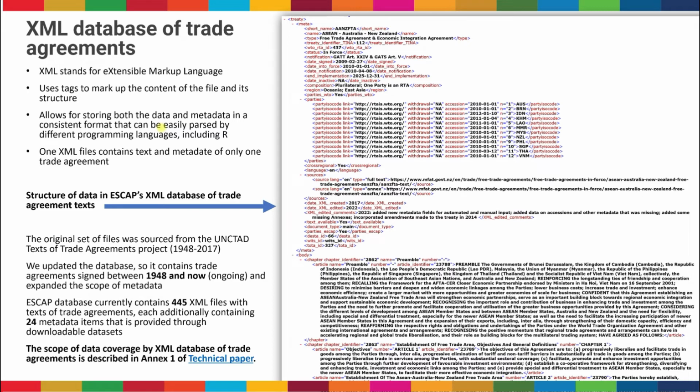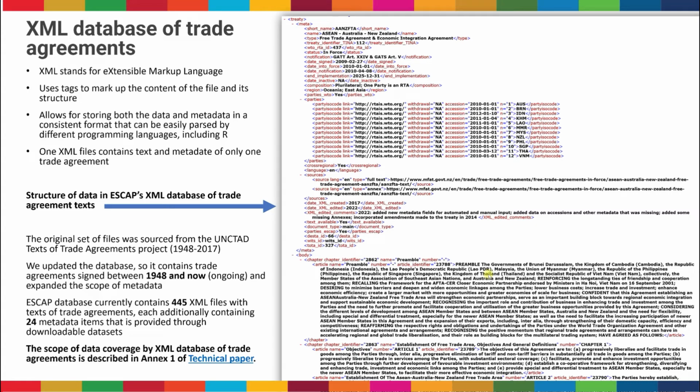On the slide, you can see the structure of an XML file in our database. As you can see, it has two major blocks. One is called meta. This is the beginning of this block, and this is the end. And another one is body. This is where it begins, and it ends at the very bottom of the XML file.